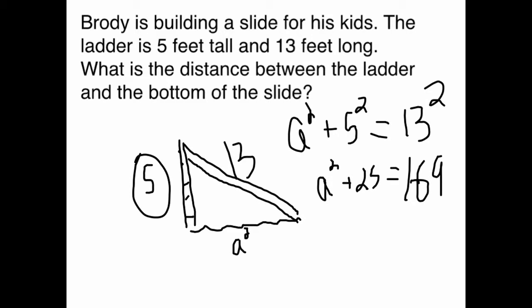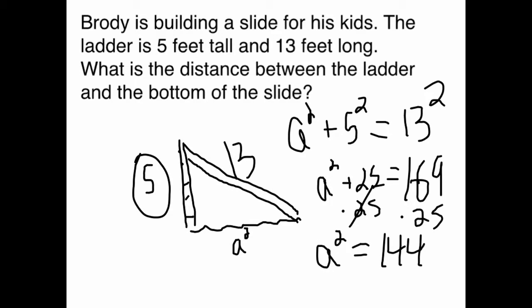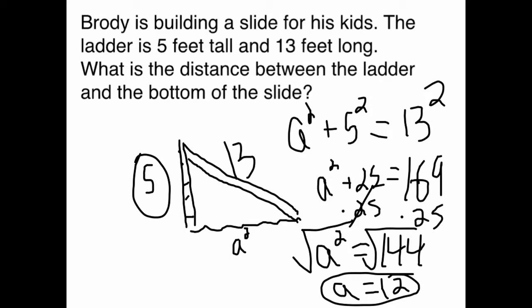Now, this becomes simple algebra. If I go ahead and subtract 25 from both sides, that cancels out. I'm left with a squared equals 144. If I take the square root, a equals 12. So the distance between the slide and the ladder is going to be 12 feet.